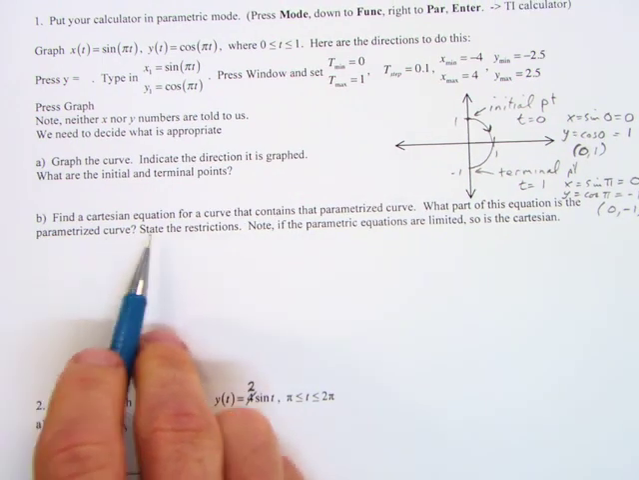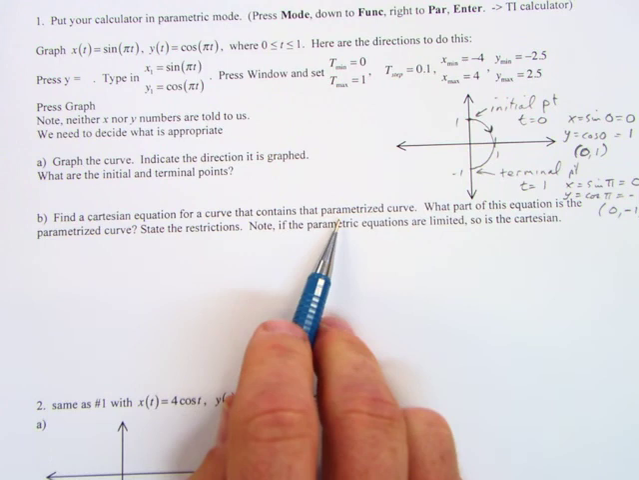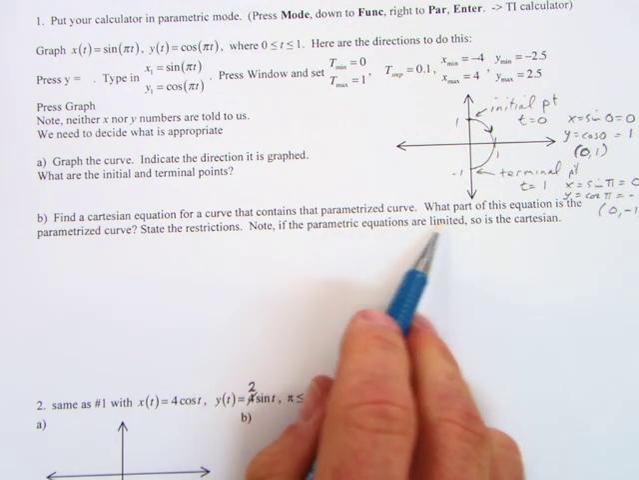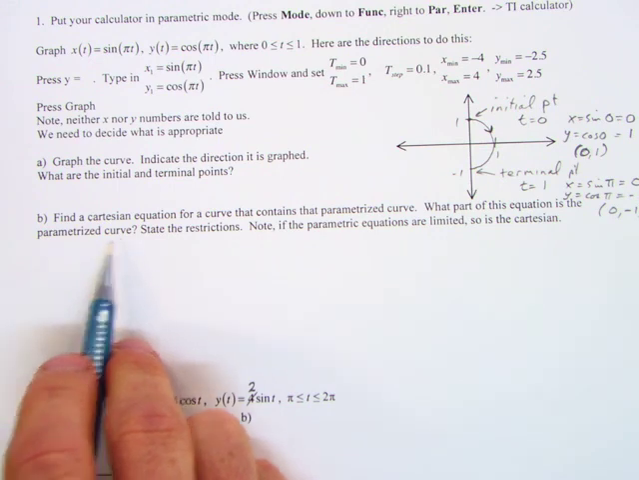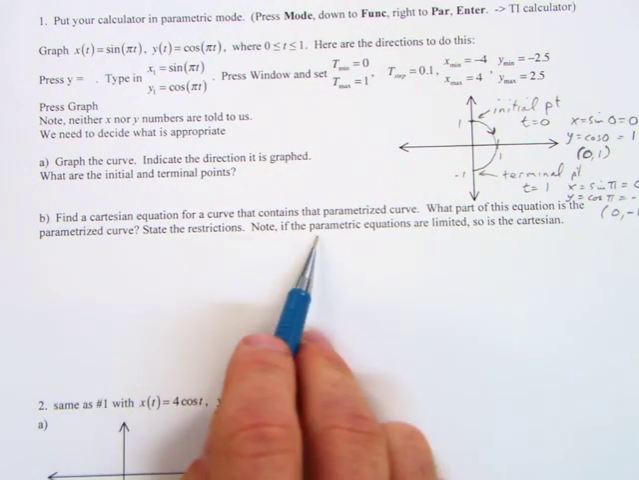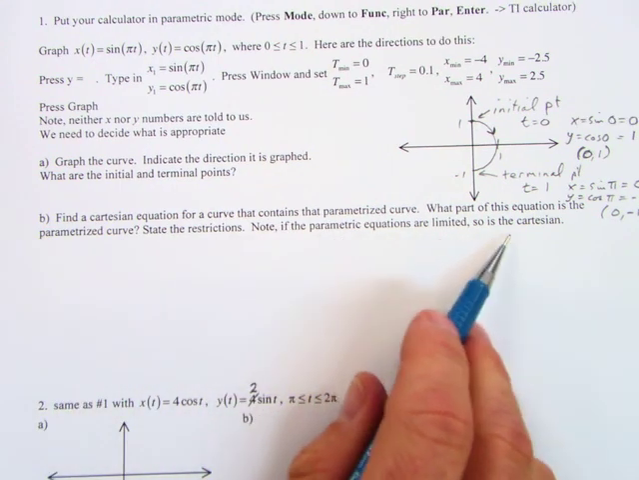Find a Cartesian equation for a curve that contains a parametrized curve. What part of this equation is the parametrized curve? State the restrictions. Note, if the parametric equations are limited, so is the Cartesian.